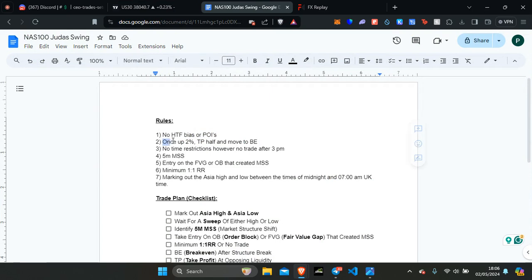Now, our second rule is that if we are up 2% on the trade, we TP half, so we take half off the table, and then we move to break even to let the rest of the trade run. We have no time restrictions, so this trade can occur at any time up until 3 p.m.